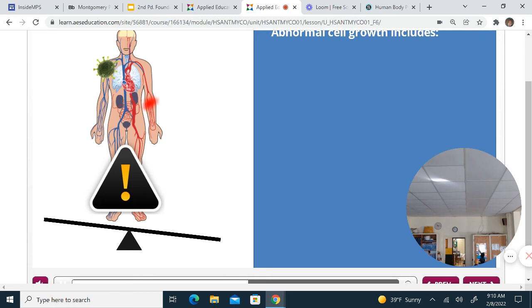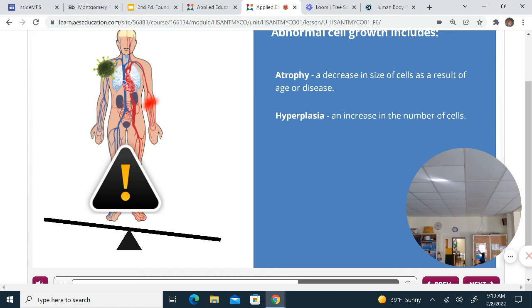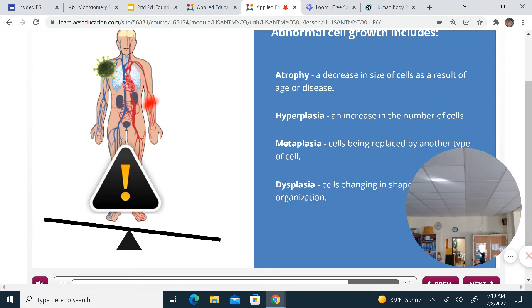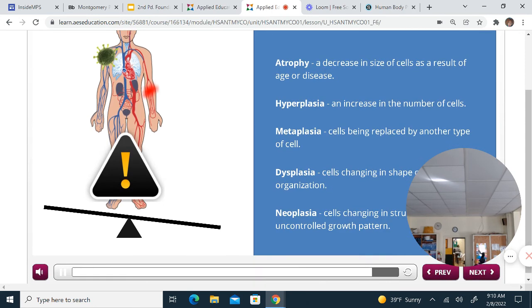Some forms of abnormal cell growth include atrophy, a decrease in size of cells as a result of aging or disease; hyperplasia, an increase in the number of cells; metaplasia, cells being replaced by another type of cell; dysplasia, cells changing in shape or organization; and neoplasia, cells changing in structure with an uncontrolled growth pattern.